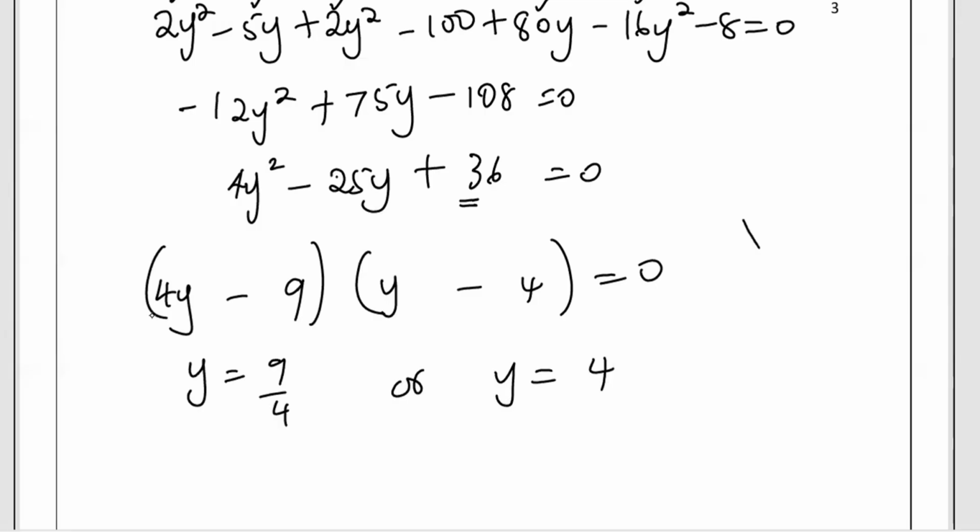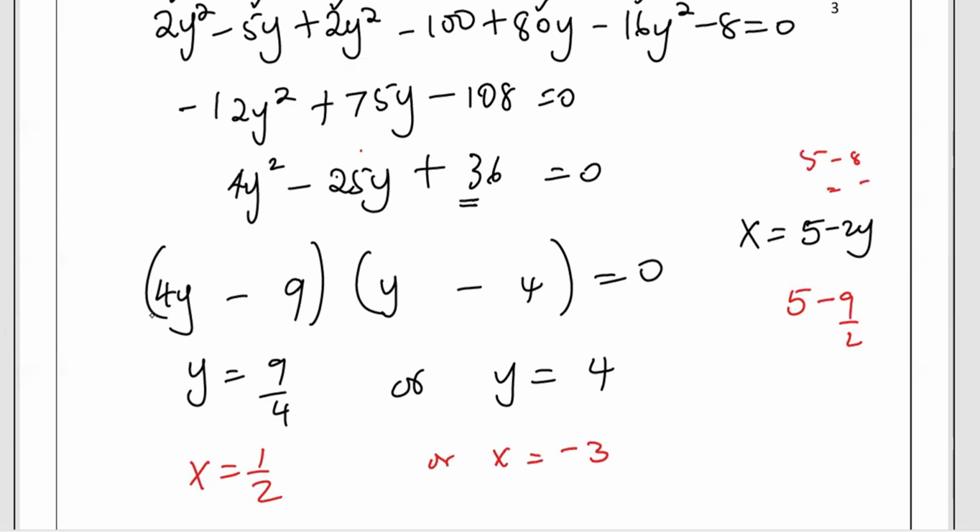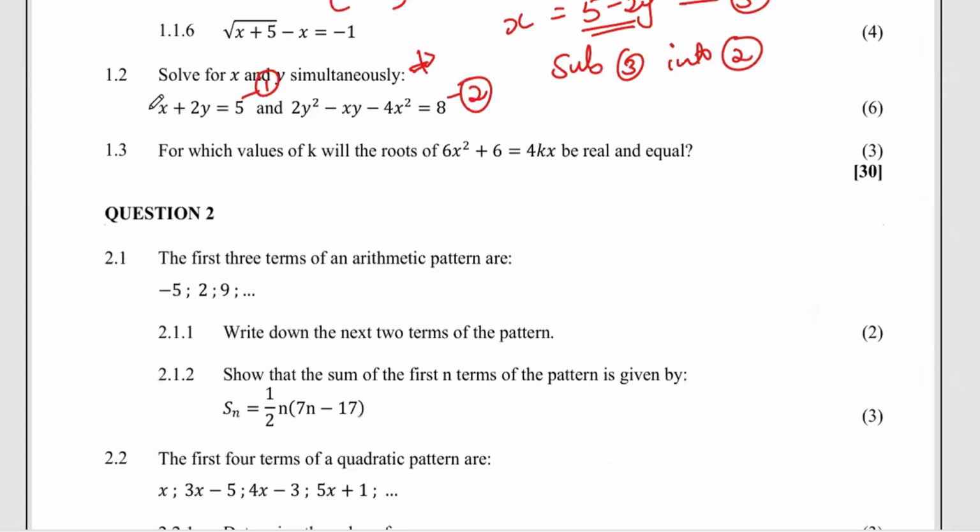But remember, our x is 5 minus 2y. So let's substitute that and see what our x values would be. If we are dealing with 9 over 4, it's going to be 5 minus 9 over 2, which means we're dealing with a half. So x is a half there. And then if we are dealing with 4, what is 5 minus 8, which is a negative 3. So x will be a negative 3. So negative 3 and 4, a half and 9 over 4. That is how I would have obtained those 6 marks.